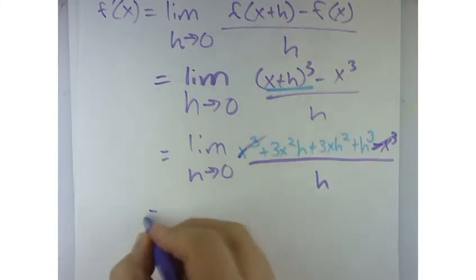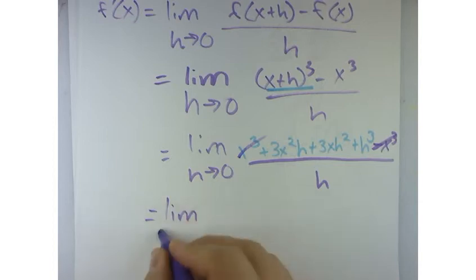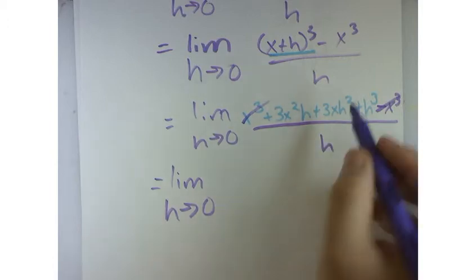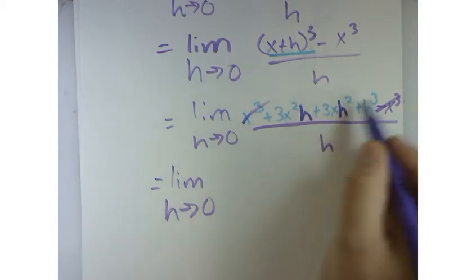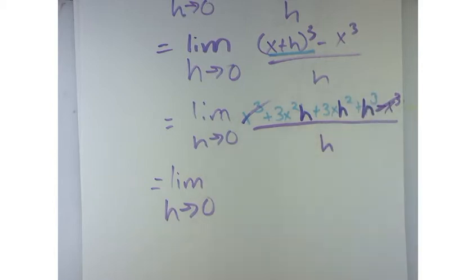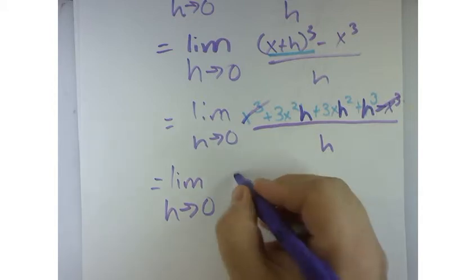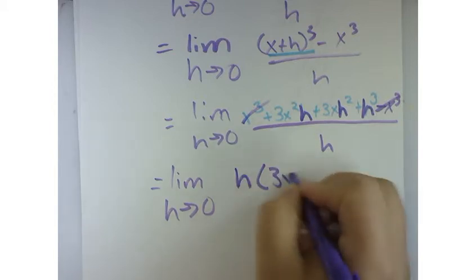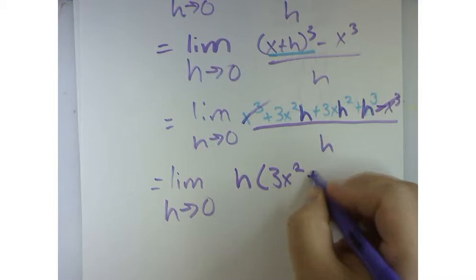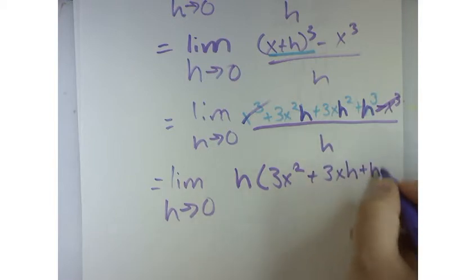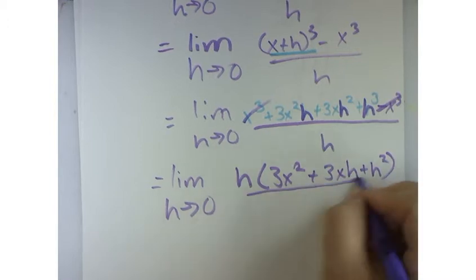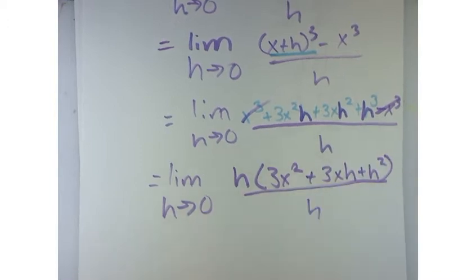So on my next line, I'm going to take the limit of this stuff. But remember, if I did all my algebra correctly, I should be able to factor out an h from each one of these terms. So here's an h squared, and here's an h cubed. So my three remaining terms in the numerator all have h's. So I'm going to factor out that h, which will leave me with 3x squared plus 3xh plus h squared all over h. Did I do that right?